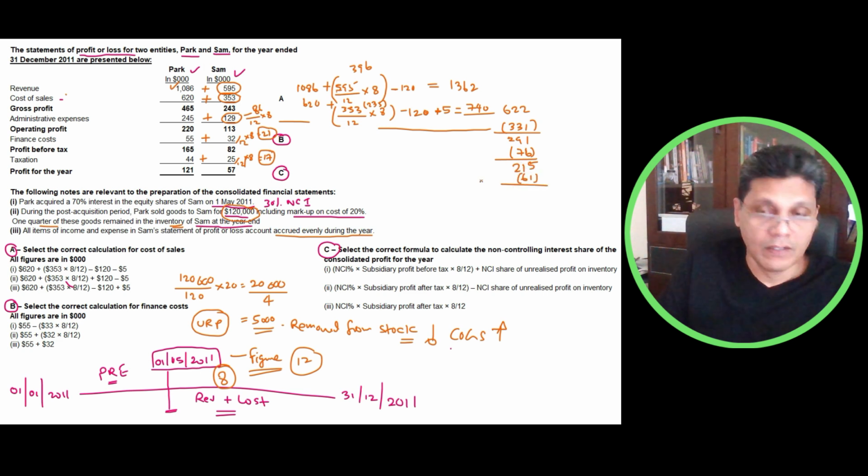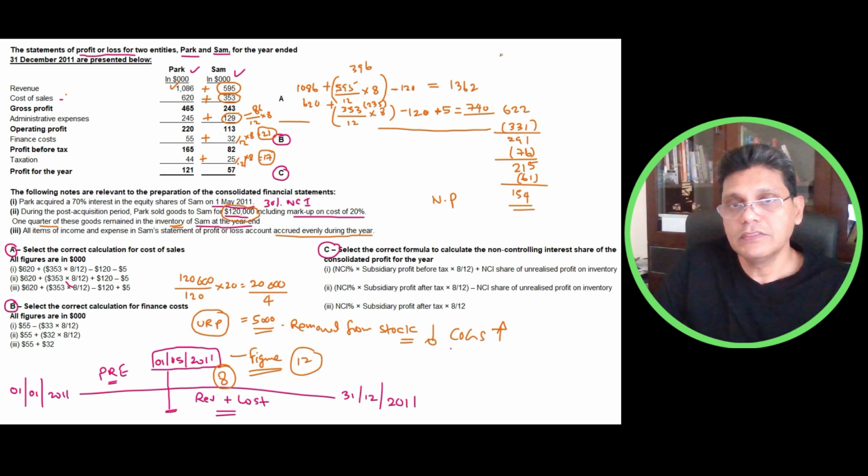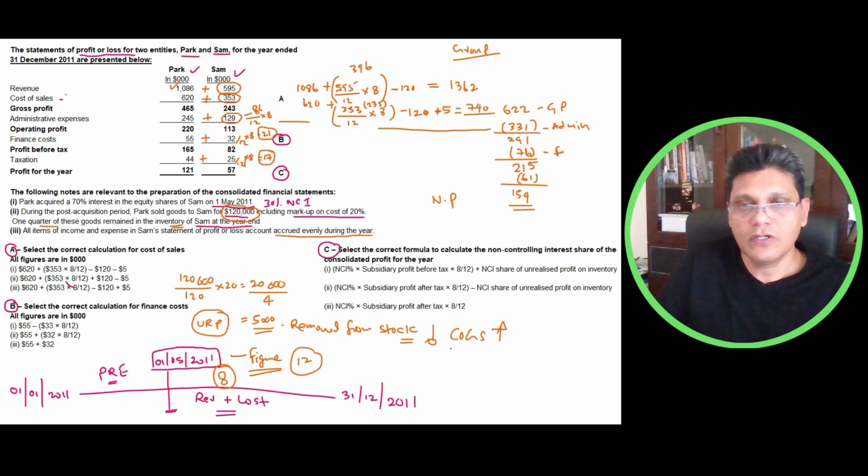So therefore your group net profit is going to be 154. So these are the group numbers. If you take a consolidated number, revenue is 1362, your cost of goods sold 740. So the gross profit is 622. Then from that we deducted administrative expenses. This is the administration expenses, and then this is the finance cost, and this is the taxation, and this is the group net profit.